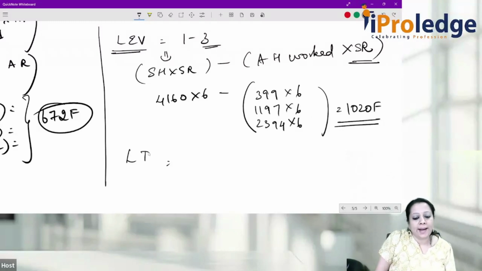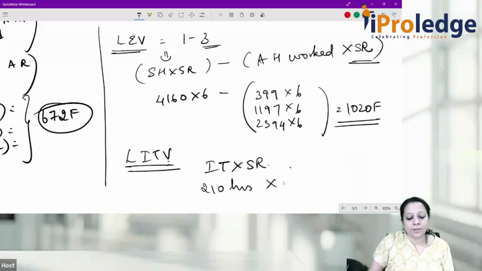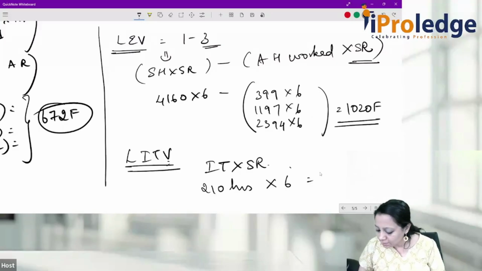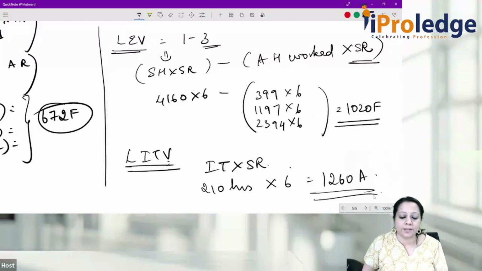Last one, labor idle time variance. Labor idle time variance is very simple. Idle time into SR, into standard rate. So idle time total was 210. Am I correct? We did the total column. Yes, ma'am. 210 hours into standard rate is 6. So 210 into 6 is 1260. Always it is adverse, my dears. Always it is adverse.